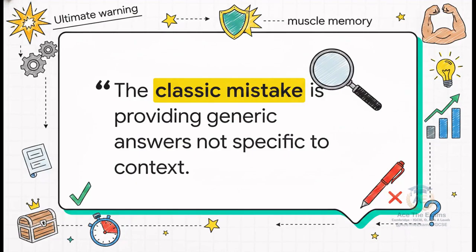This isn't just my opinion. This is a direct examiner alert straight from the Cambridge grading rooms. The report explicitly states the classic mistake is providing generic answers not specific to the question context. Always link every point to the given scenario. This serves as your ultimate warning to integrate your physics knowledge with the exact problem in front of you.